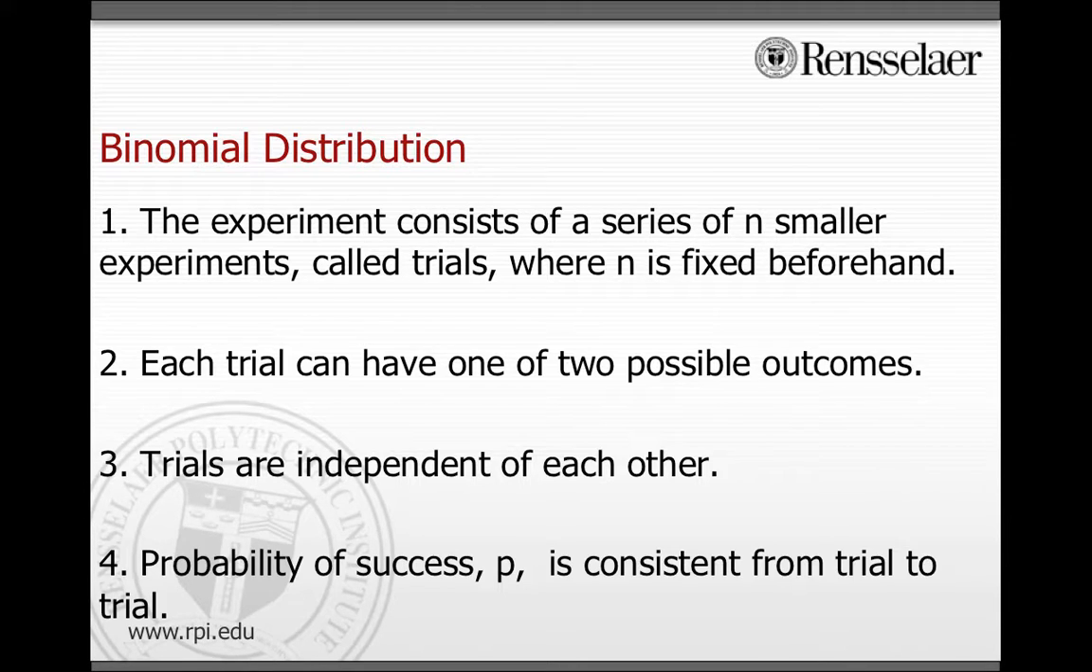It has 4 conditions. First, the experiment consists of a series of n smaller experiments called trials, where n is a fixed number beforehand. This means there are no run until experiments where you would continue to run trials until you reach a certain outcome or milestone. That does not apply in the binomial distribution.